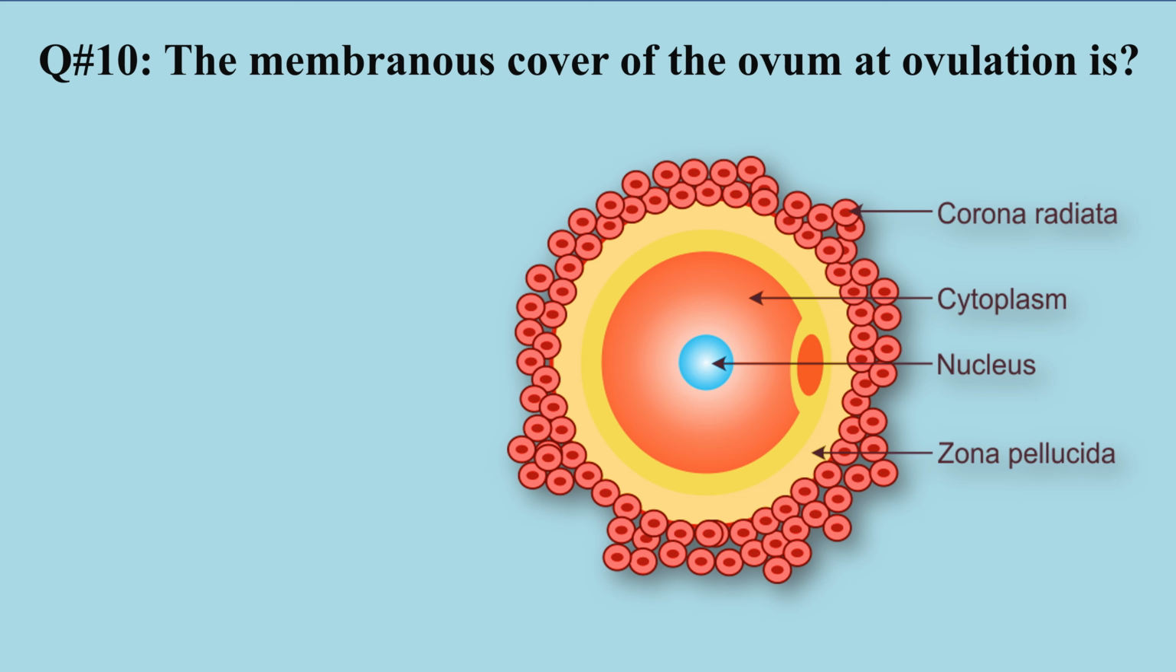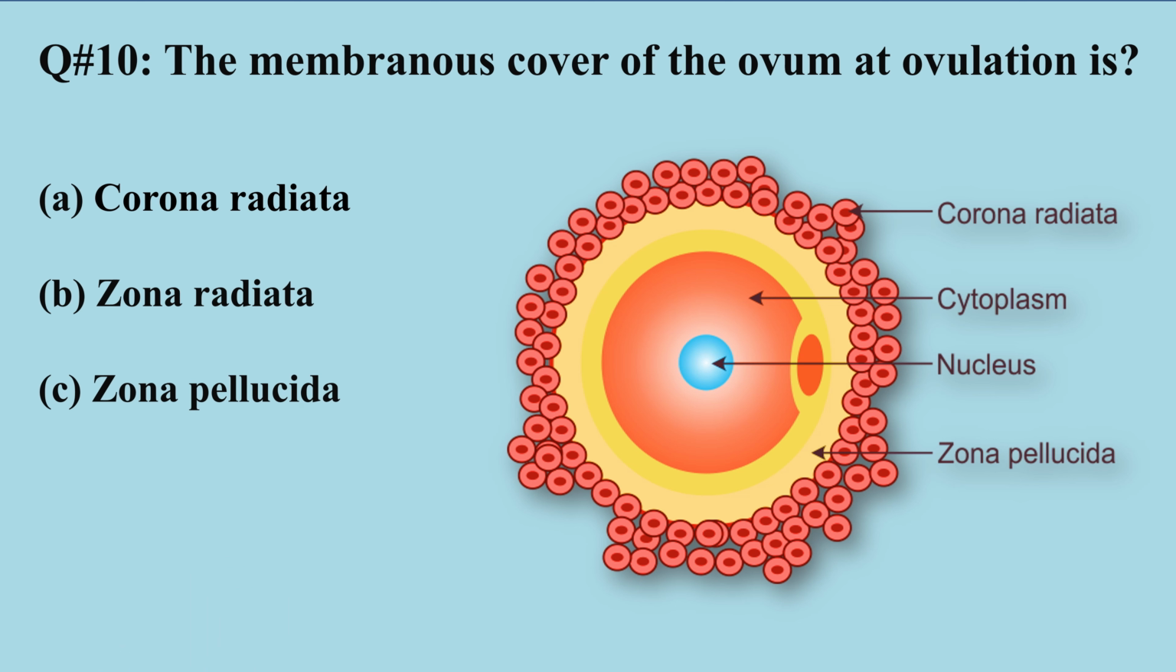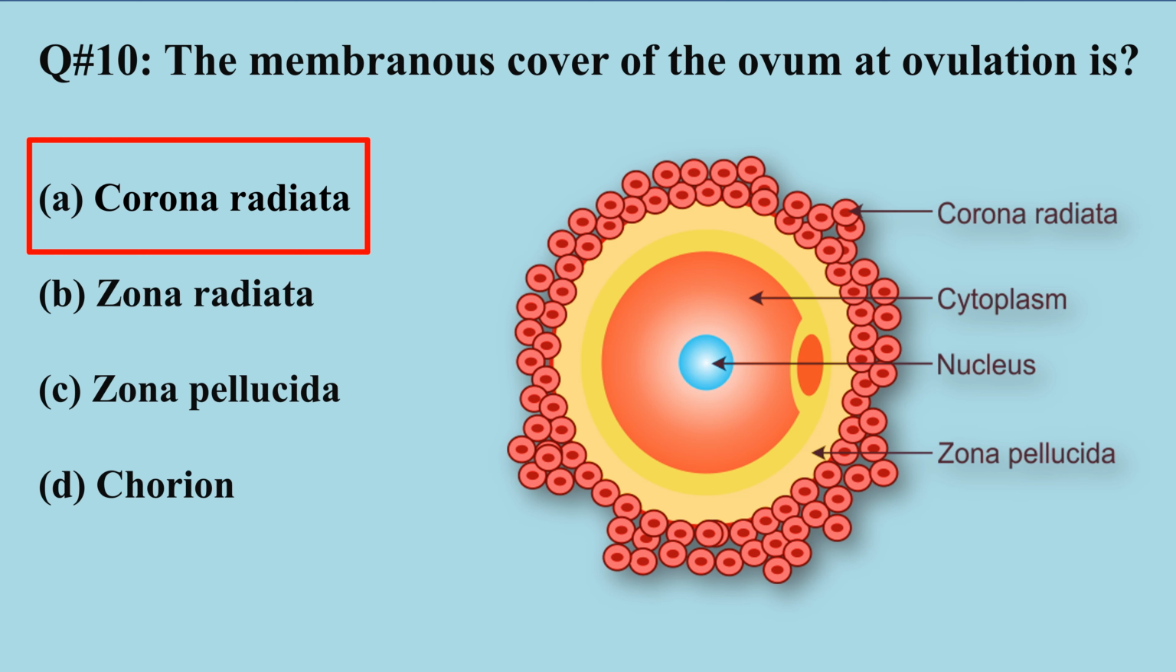Question number 10. The membranous cover of the ovum at ovulation is: A. Corona radiata, B. Zona radiata, C. Zona pellucida, D. Chorion. The mature ovum has 2 layers, so the right option is corona radiata. As you can see in this diagram, the mature ovum is shown here. It has 2 major layers: corona radiata, and the inner one known as zona pellucida. And this is the nucleus and cytoplasm, and this is the polar body. So the right option is A, as the outermost covering is the corona radiata.